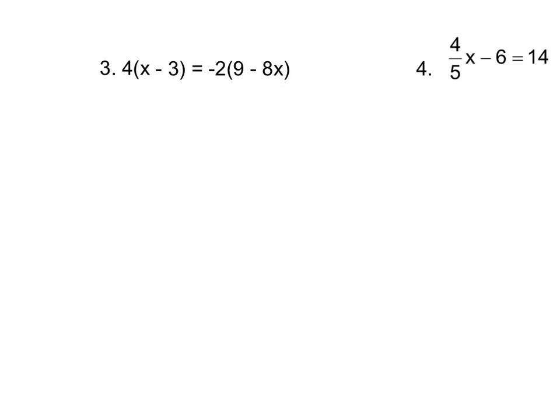Notice on this one we also have parentheses like number 2, so we're going to distribute. So we get 4x minus 12 equals negative 18. Again, pay close attention to your signs in front of each term, because that would give me a positive 16x. Now look and see if you have any like terms on the left side and right side. On the left side, we don't have anything that we can combine. Right side, we don't have anything.